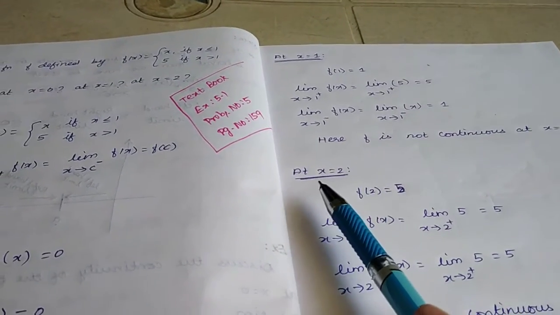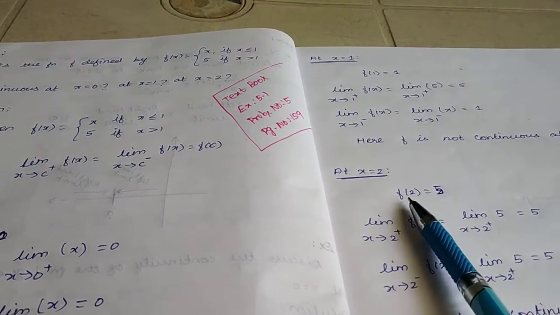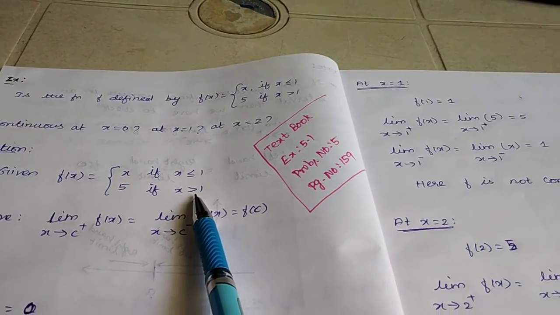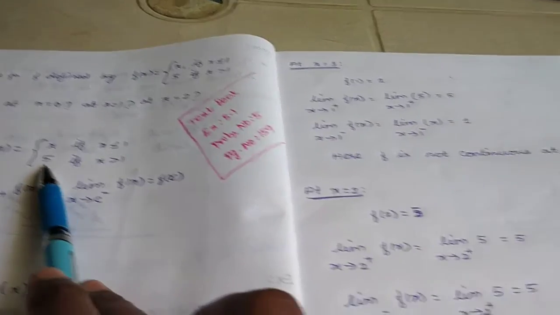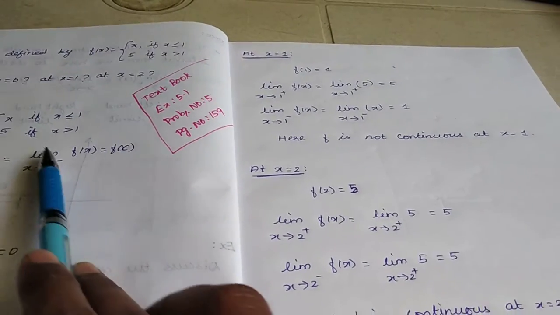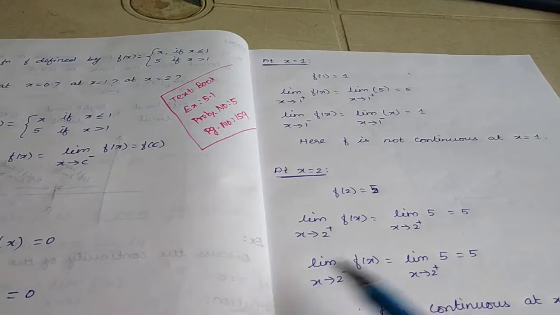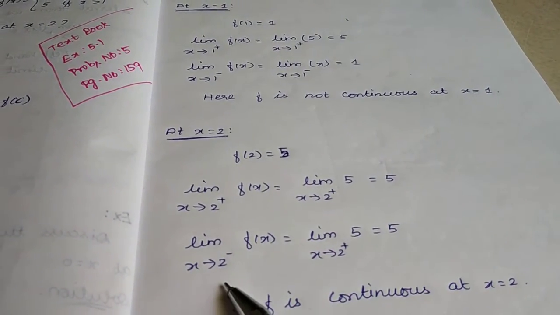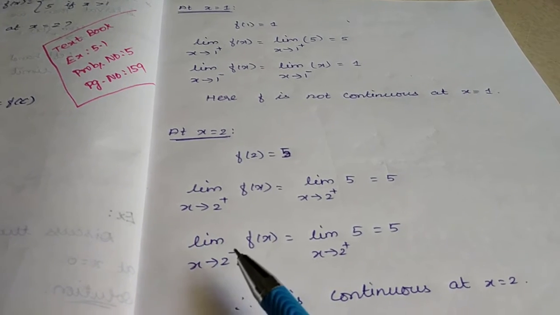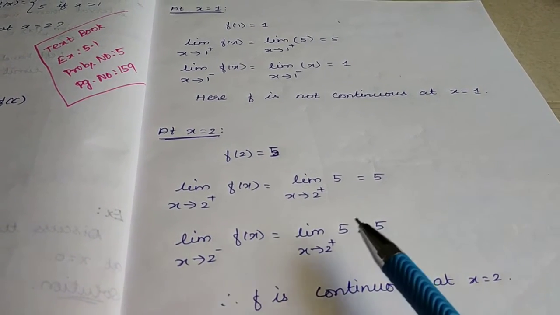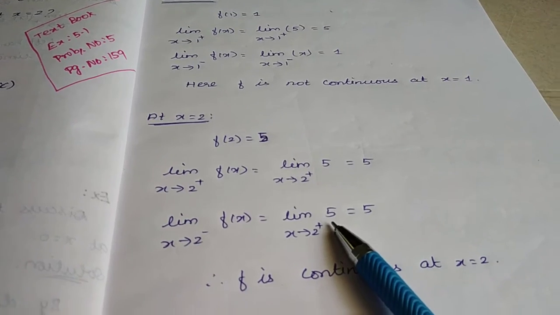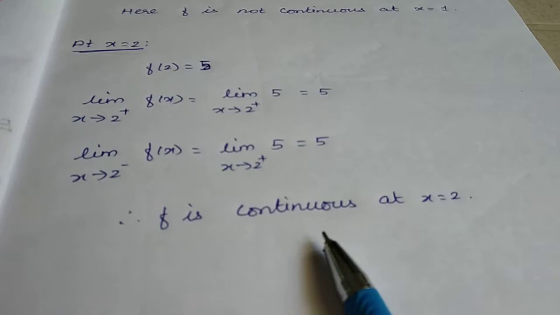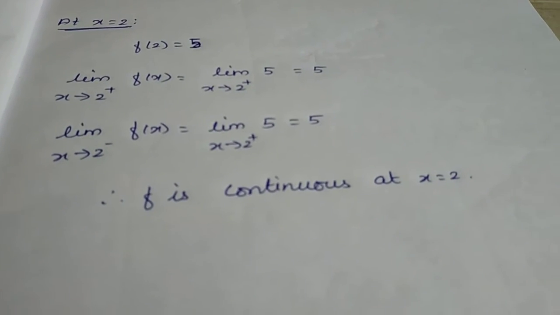Now let us check for x equal to 2. At x equal to 2 it comes under the second category, so f of 2 is simply 5. Then f of 2 plus means again the second category, so we replace f of x with 5. 2 minus is also greater than 1, so this one also comes under the second category. So simply replace f of x with 5. So all these three values are equal. So we can say f is continuous at x equal to 2.